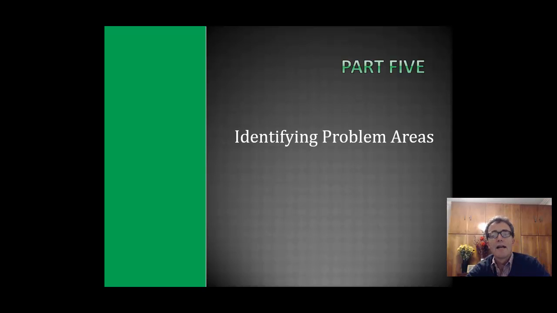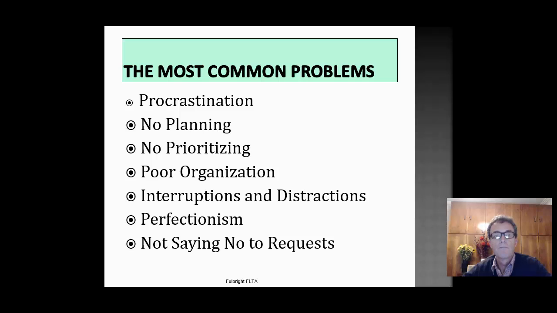Now we're going to look at identifying problem areas. We've already identified what some of them are. So the most common problems we have are procrastination, no planning, no prioritizing, poor organization, interruptions and distractions, perfectionism, and not saying no to requests.